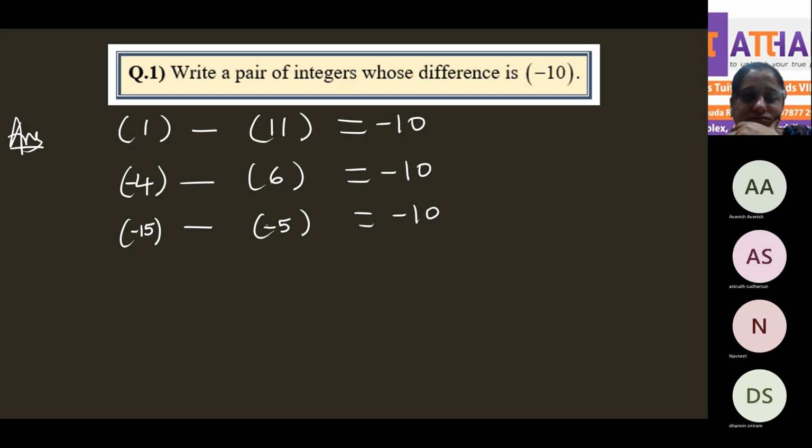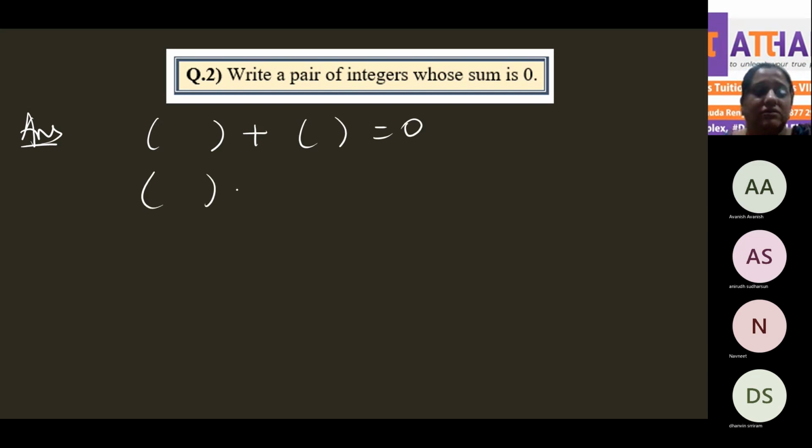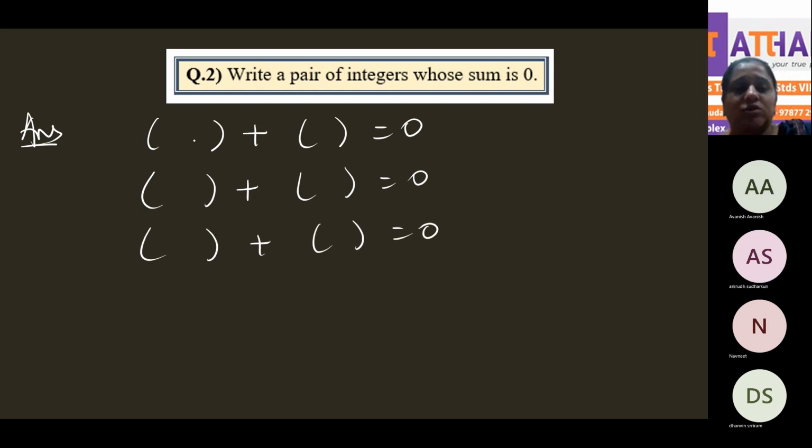Finished? Yes, ma'am. Okay. Next one. Write a pair of integers whose sum is 0. Whose sum is 0. Write a pair of integers whose sum is 0. So use 2 brackets like this. Ma'am, Anirudh, can I do the first one?